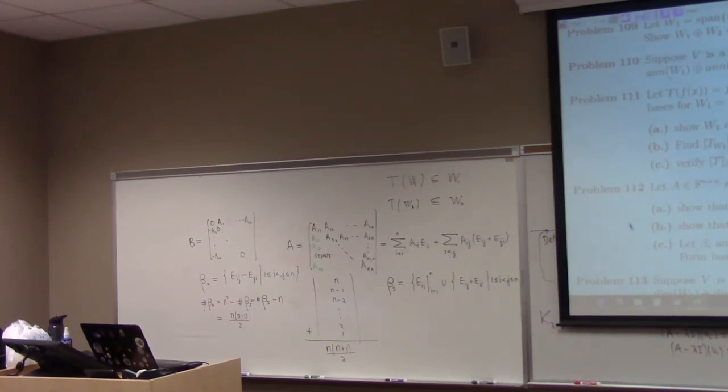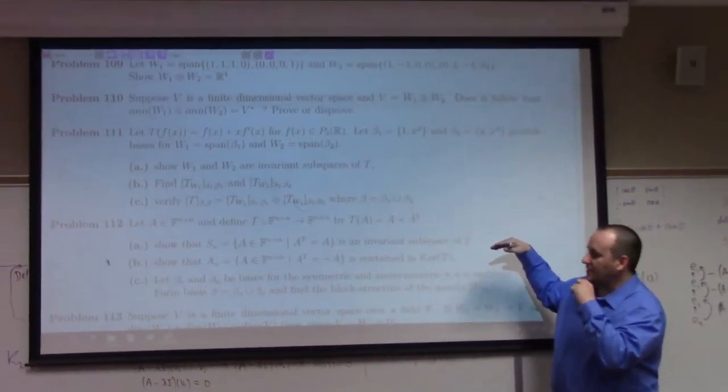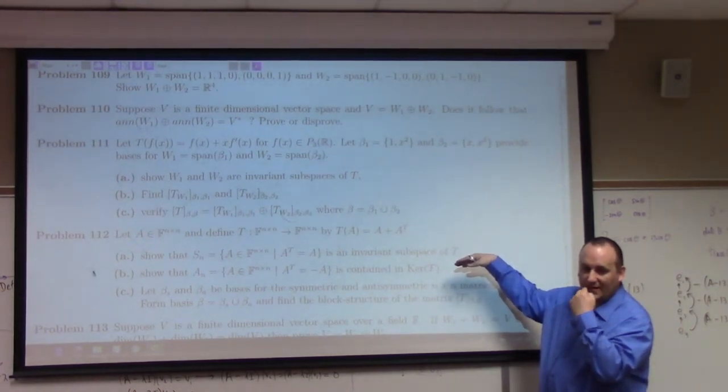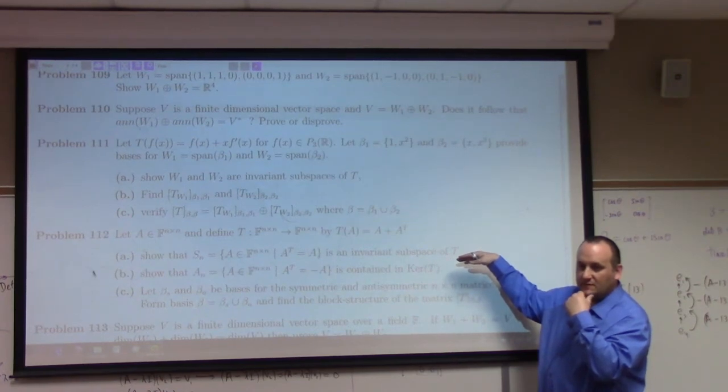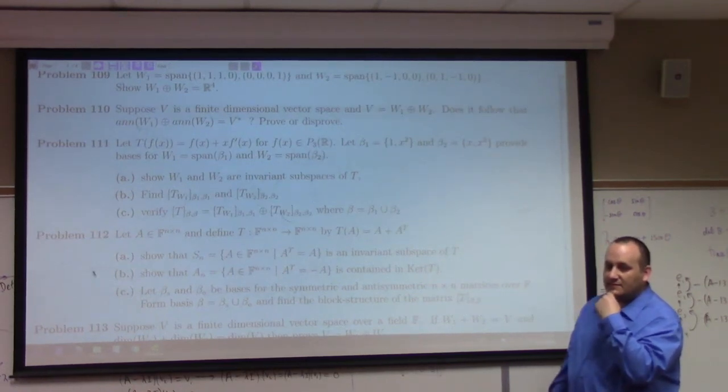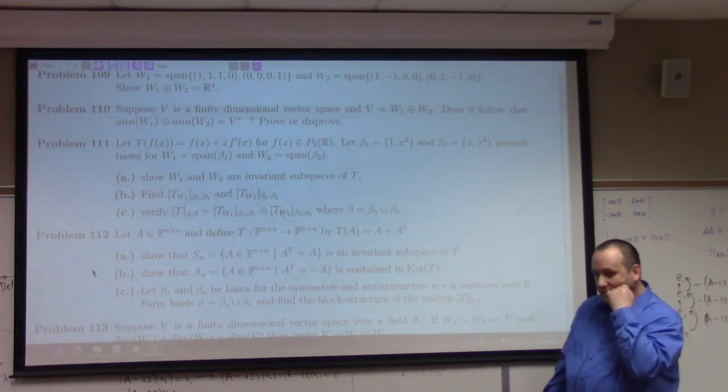Or you could say there has to be, since you've proved that this is an invariant subspace. You've proved that this is contained in the kernel of T, which will also give you that it's an invariant subspace. So if you look at A and B, you've got that Sn and An are invariant subspaces, which means that there exist bases for those subspaces for which the matrix is block diagonal. So you could see that without even knowing their sizes. There's a vaguer solution to this.